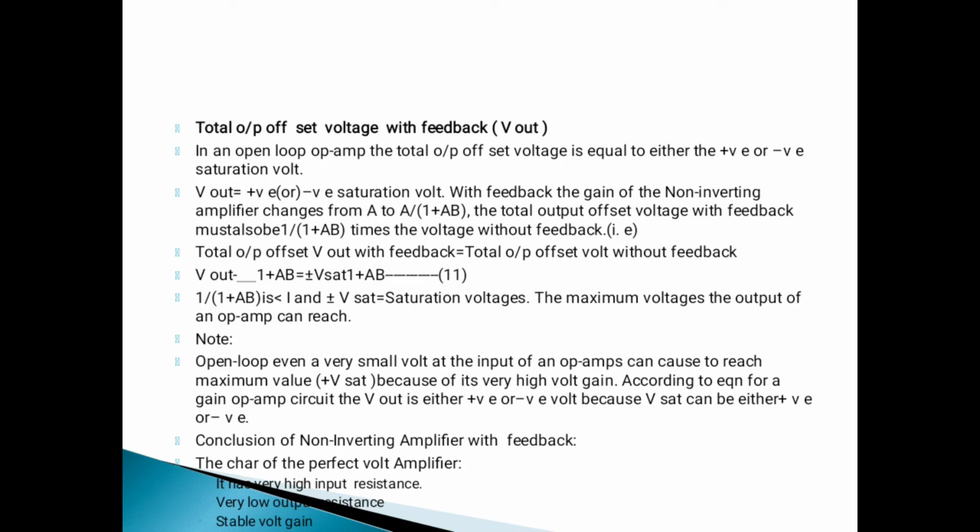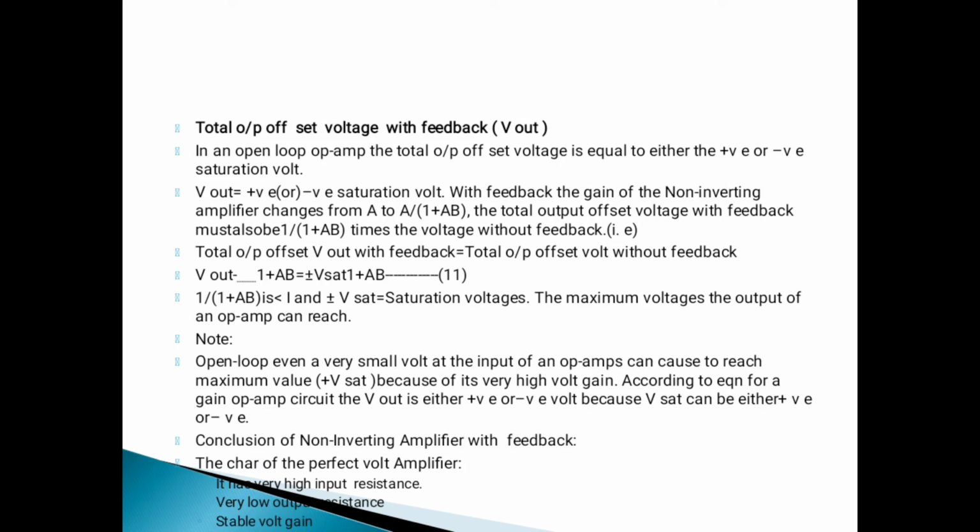In open loop, even a very small voltage at the input of an op amp can cause the output to reach its maximum value, that is the saturation voltage, because of its very high voltage gain. According to the equation for the gain, the output voltage V out is either plus V saturation or minus V saturation.